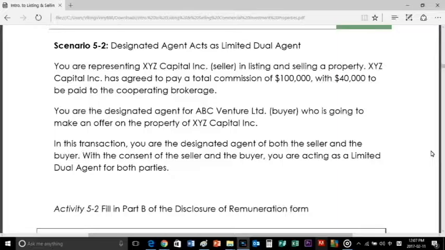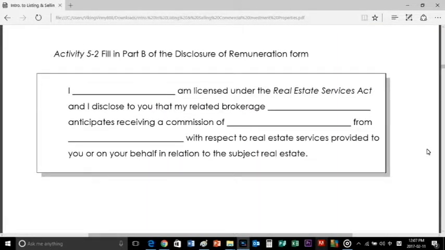Activity 5-2, fill in Part B of the disclosure of remuneration form. I, your name, am licensed under the Real Estate Services Act, and I disclose to you that my related brokerage, put in your brokerage, anticipates receiving a commission of, put in the price, from, put in that person's name, with respect to real estate services provided to you or on your behalf in relation to the subject real estate.